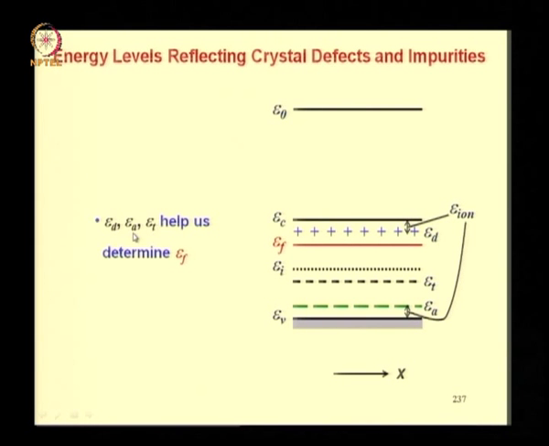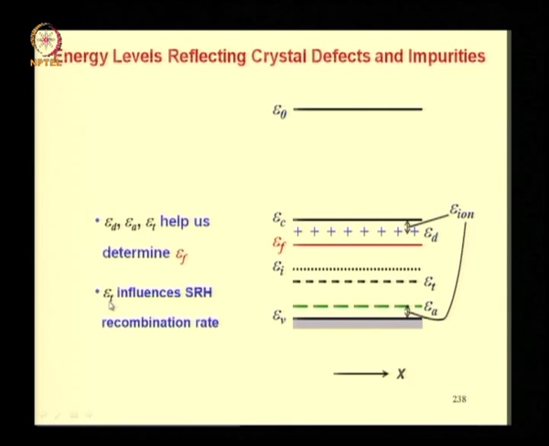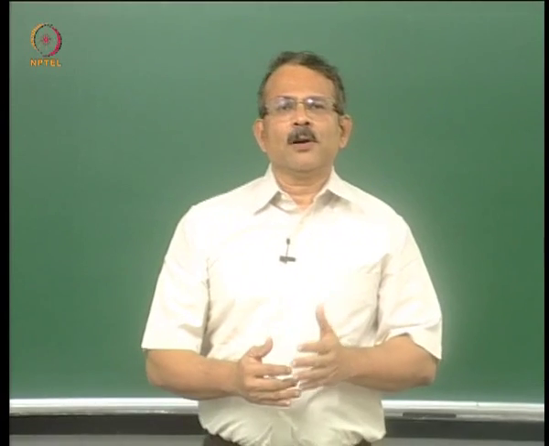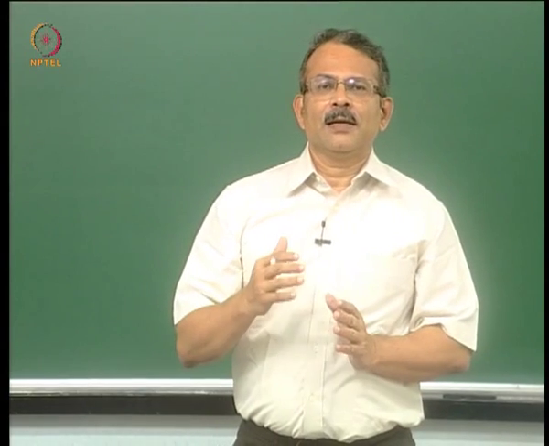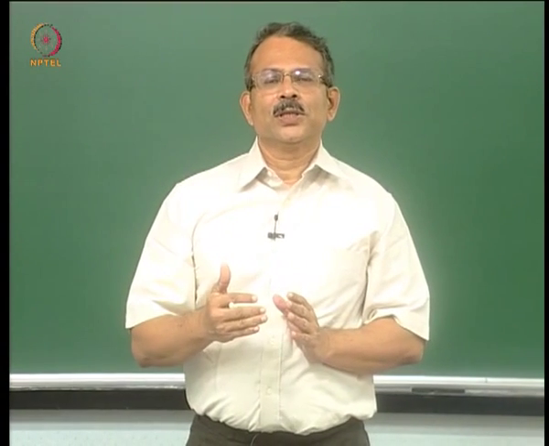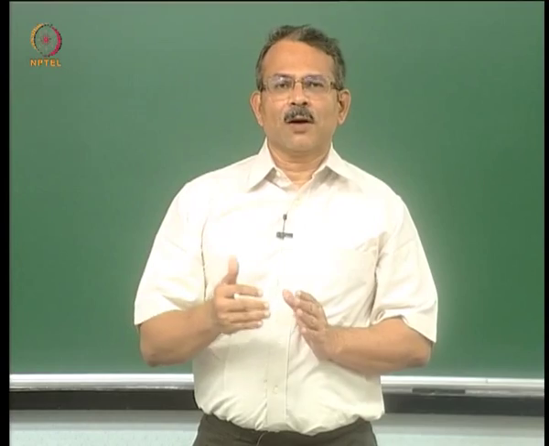The donor level, the acceptor level and the trap level help us determine EF. So these levels are useful in determination of EF. The trap level ET influences the Shockley-Read-Hall recombination rate. In our earlier lectures we have discussed Shockley-Read-Hall recombination, and there you would recall we had used an energy level called the trap level.